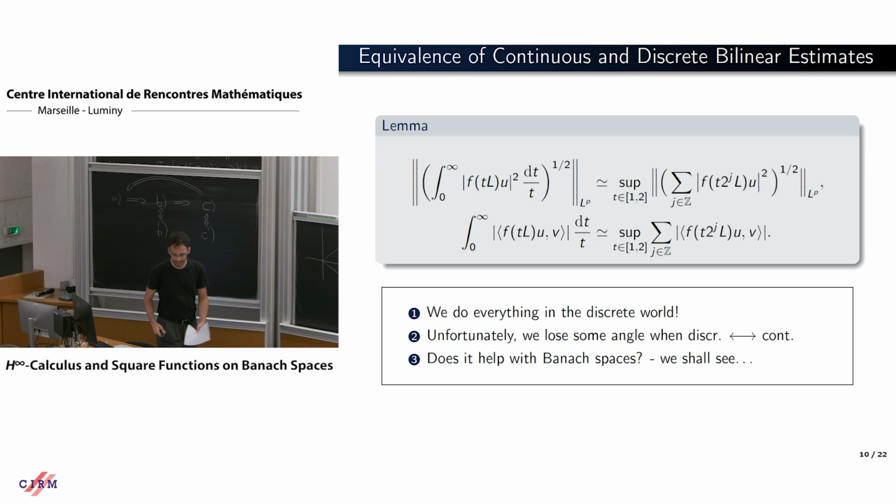So, key message to be taken away: we do everything in the discrete world because it's easier to calculate stuff there. Secondly, as I just mentioned, we lose angle when translating between discrete and continuous concepts. Point 3, does it help with Banach spaces? We shall see. And with that, I give it to the next speaker.